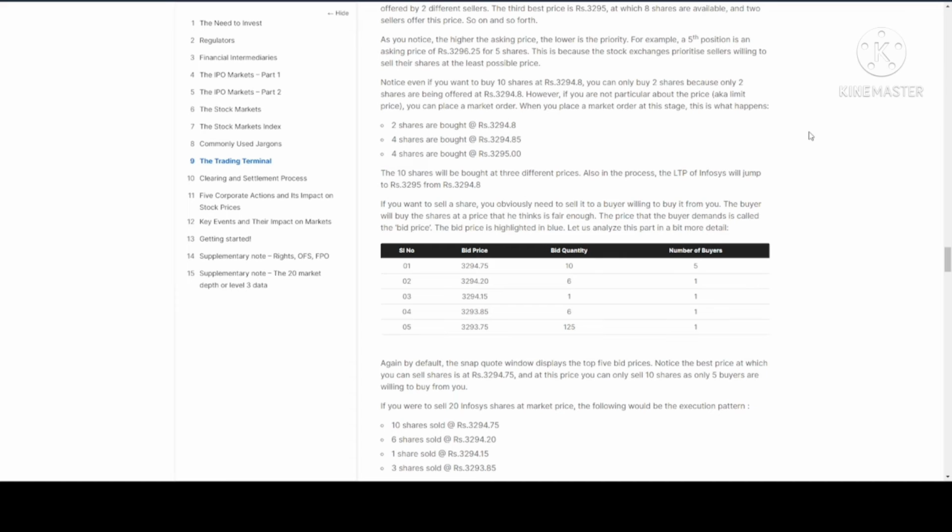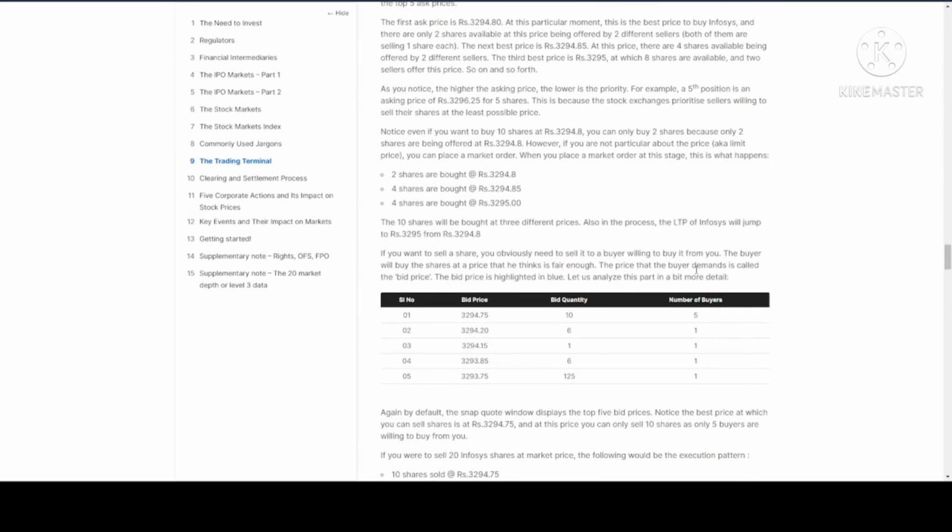Where was I? Here: if you want to sell a share, you obviously need to... Again, by default the snap quote window displays the top 5 bid prices. Notice the best price at which you can sell a share is this, and at this price you can only sell 10 shares, as only 5 buyers are willing to buy. What does that mean? Bid quantity, number of buyers. Okay, number of buyers.